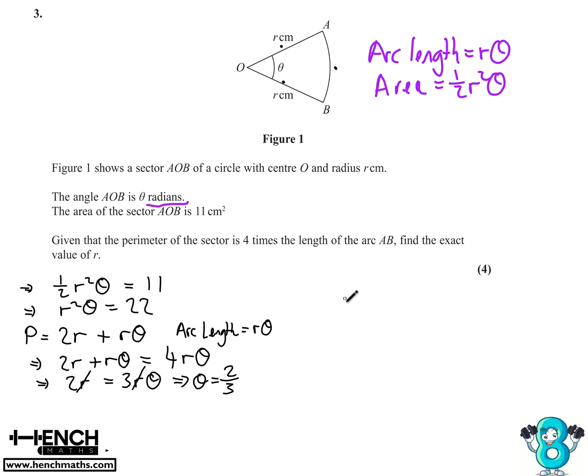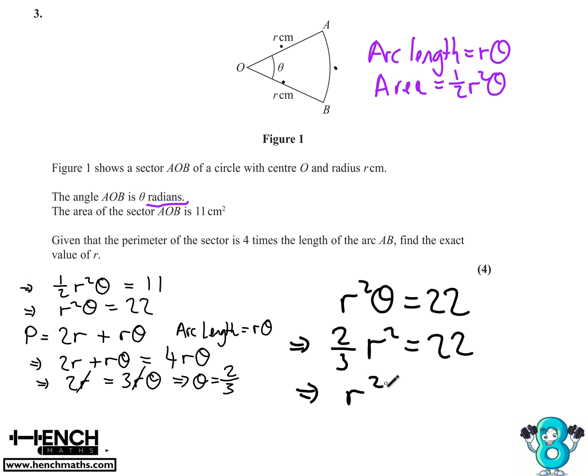So let's remind ourselves, we earlier established that R squared theta is equal to 22, and we now know that theta is equal to 2/3. So that means that 2/3 of R squared is equal to 22. If I multiply that by 3, 66 divided by 2, we get R squared is equal to 33, which implies that R as an exact value is the square root of 33. And that's the answer to question 3.